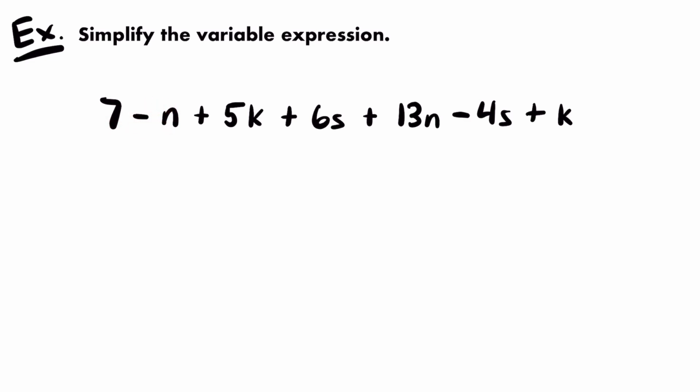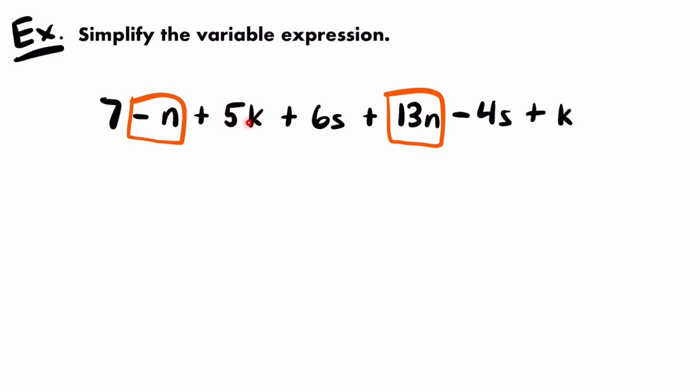We have negative n. Are there any other terms that have a variable part of n? And if we look through our terms here, 13n also has an n. So those are like terms. Negative n and 13n can be combined. And that's it. There are no other variable terms with n. So let's move on to looking for other like terms.